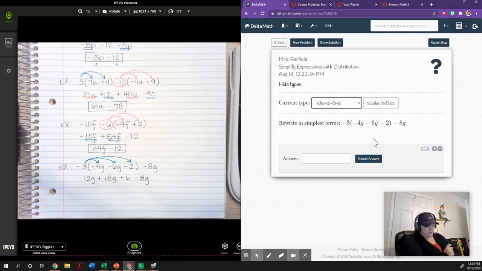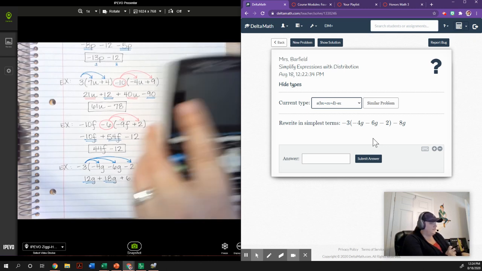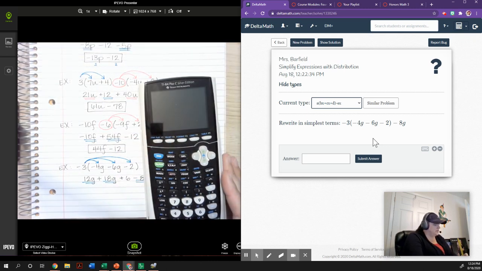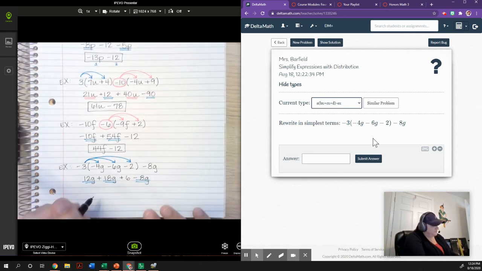All right, so now I've got all these G terms. So all three of these are like terms. Now, if you're using a graphing calculator, type it in all at once. Type 12 plus 18 minus 8. So I get 22G. And then 6 is all by itself, plus 6. Notice it is not 28G. These are not like terms, so you cannot add them.